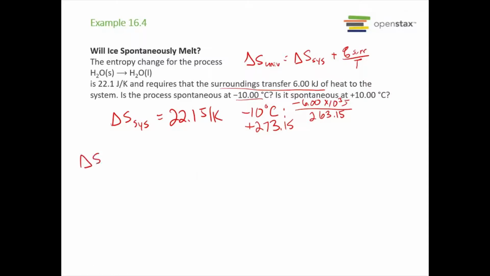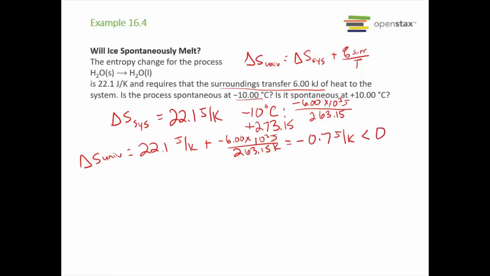So delta S of the universe for this first part equals 22.1 joules per Kelvin plus negative 6.00 times 10 to the third joules divided by 263.15 Kelvin, and that ends up getting you negative 0.7 joules per Kelvin, which is less than 0. So this is not spontaneous at negative 10 degrees Celsius.